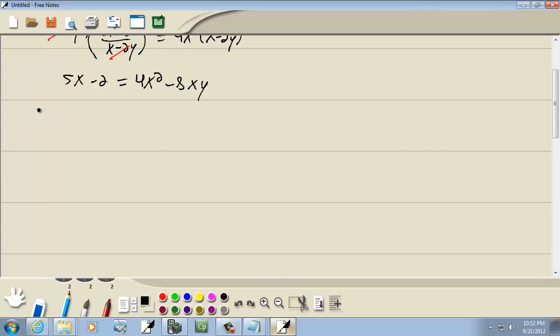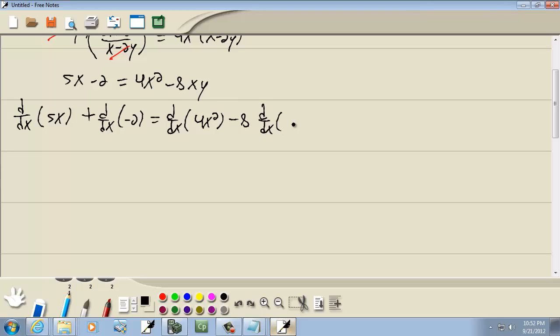And we're going to take the derivative of everything where it's sitting. So I'll take the derivative with respect to x of 5x. Take the derivative with respect to x of negative 2, of 4x squared. Now negative 8 I'm going to put out in front. Okay, that's the product rule there. So this is going to be my p, and this will be my q. P prime will be 1. Q prime would normally be 1, but since it's y, we have to add on a y prime.